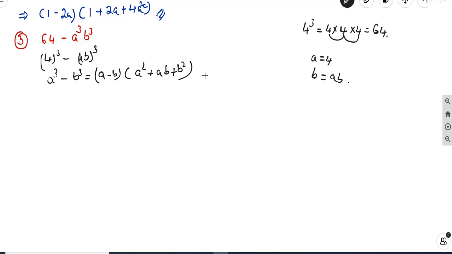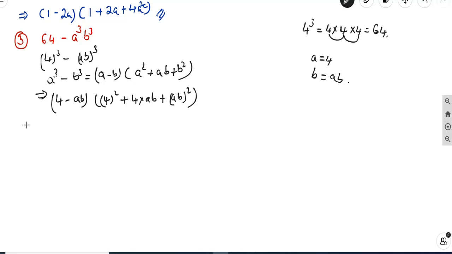Okay, so we'll substitute in the identity now. A is 4, so 4 minus ab. Open the bracket. A square is what? A is 4, so 4 square, plus 4 into ab, plus b square, that is ab whole square.